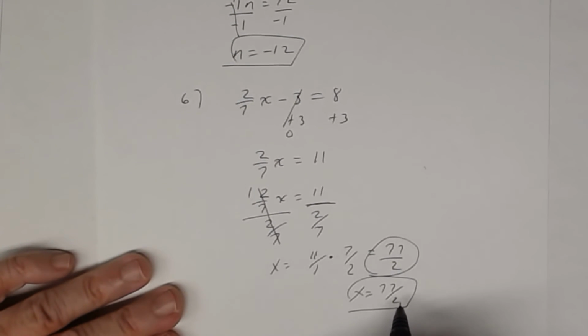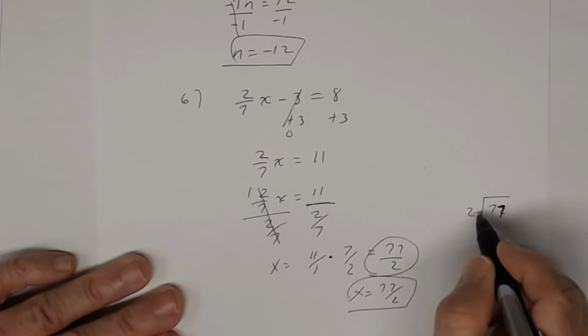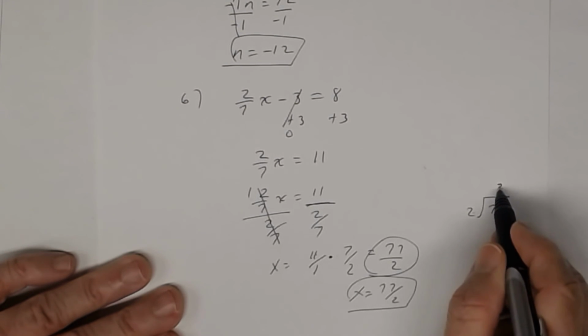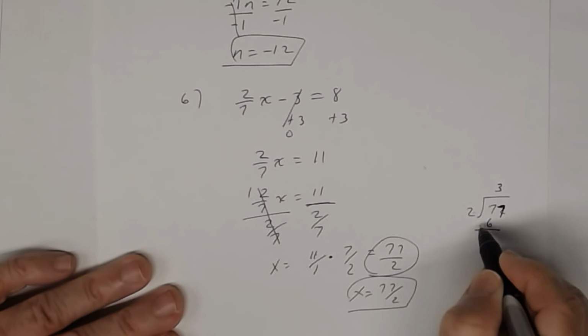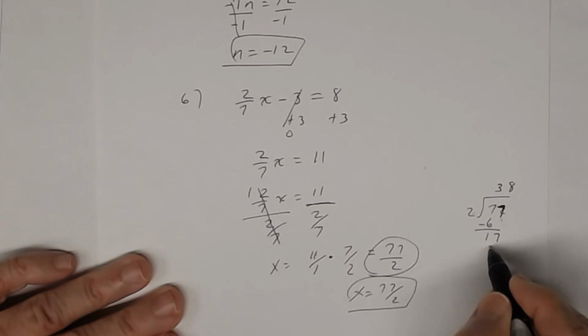If you want to write this as a mixed number, let's go ahead and see what that is. So 2 into 77. So 2 into 7 is, what's that, 3? 3 times 2 is 6. Subtract, you get 1, bring down the 7. 2 into 17 is going to be 8. 8 times 2 is 16, with remainder 1. So you get 38 and 1/2.